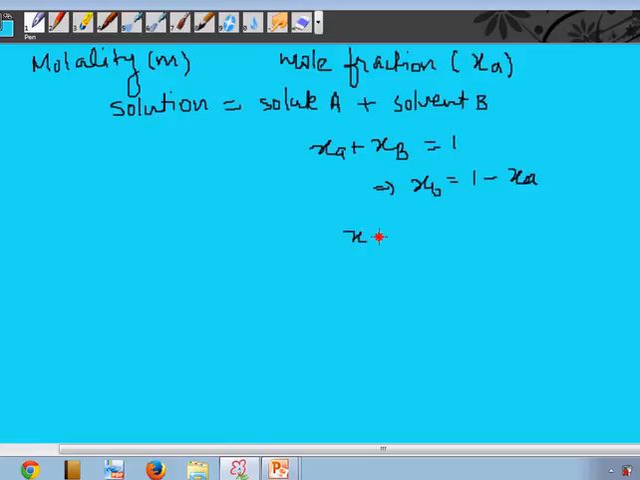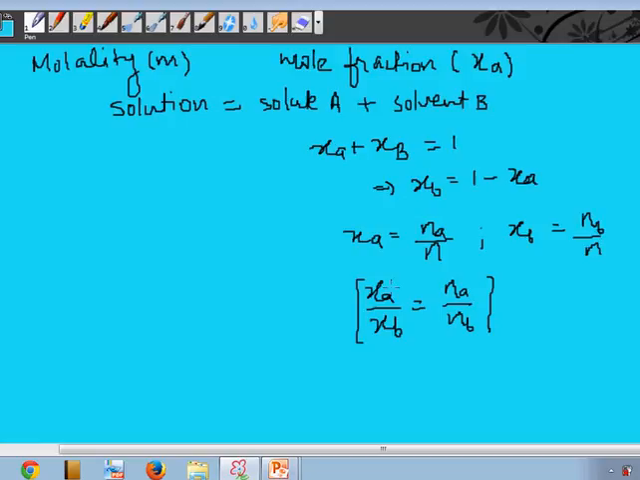So XA is equal to Na, that is moles of A divided by total moles N, and XB is equal to moles of B divided by total moles N. If I divide the two, XA divided by XB, what will I get? The ratio of mole fractions is equal to the ratio of individual moles. This is an important relation actually. The ratio of mole fractions is equal to the ratio of individual moles. It's quite simple.